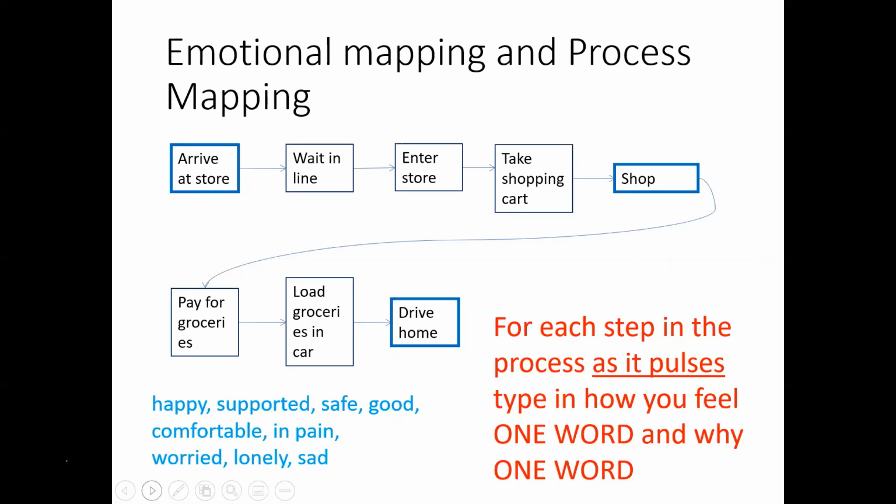And so we did a very quick process map of going to the grocery store. You'll see you arrive at the store. What's new for us is now we wait in line, we enter the store, we take a shopping cart, we shop, we pay for groceries, we load the groceries in the car, and we go home.